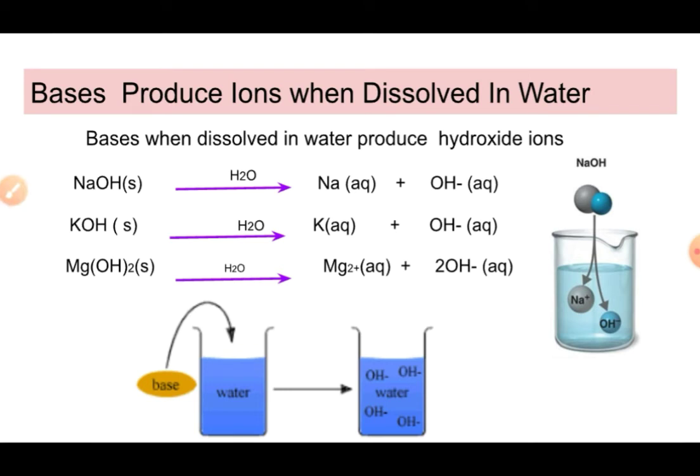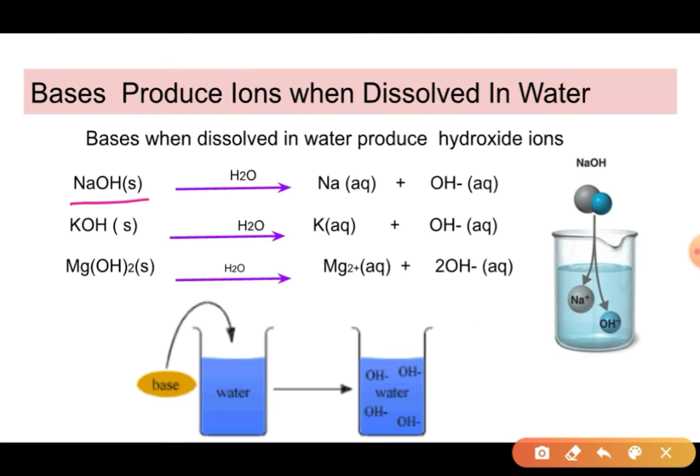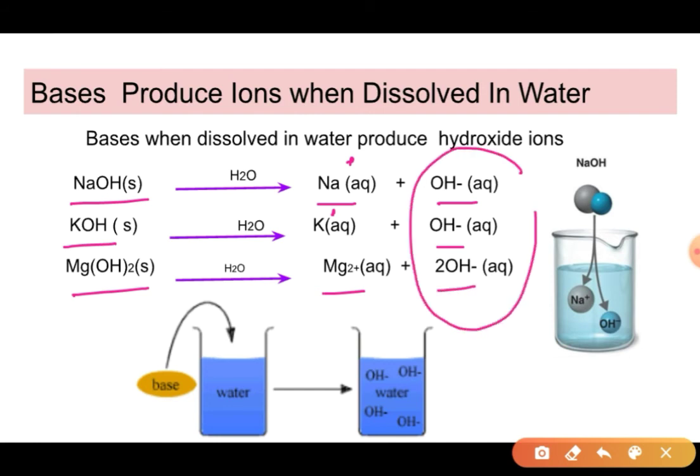So let's learn what is common in the bases. If we have NaOH and we dissolve it in water, then it splits into Na plus and OH minus. If we take KOH, it splits into K plus and OH minus. If we take Mg(OH)2, magnesium hydroxide, it splits into Mg2 plus and 2OH minus ions. That means hydroxide ion is common in all these bases. So all bases contain hydroxide ion, or we could say that a compound which has hydroxide ion is a base.